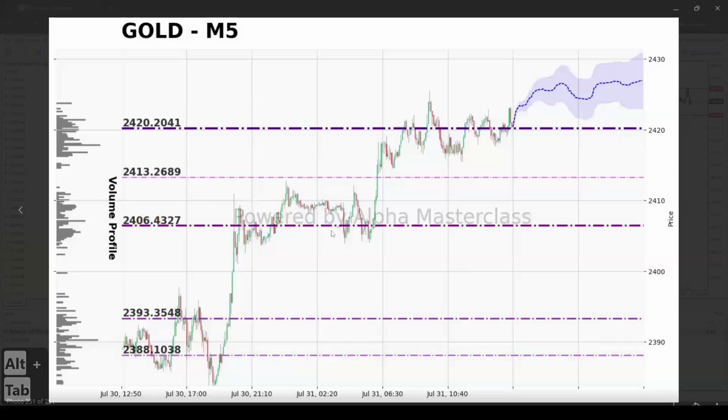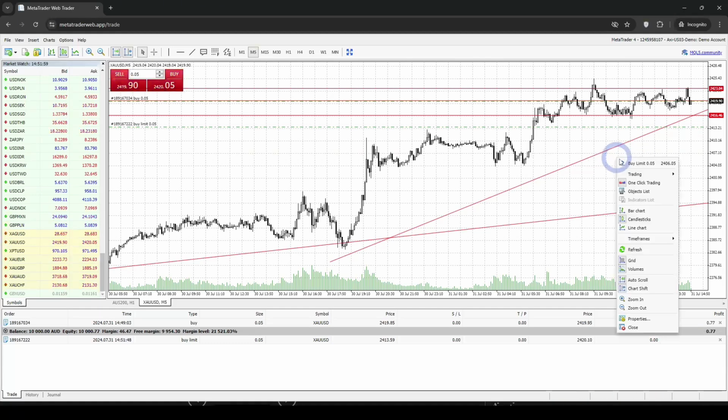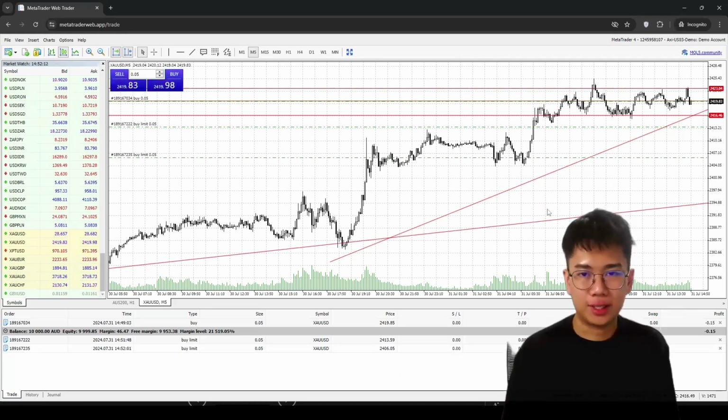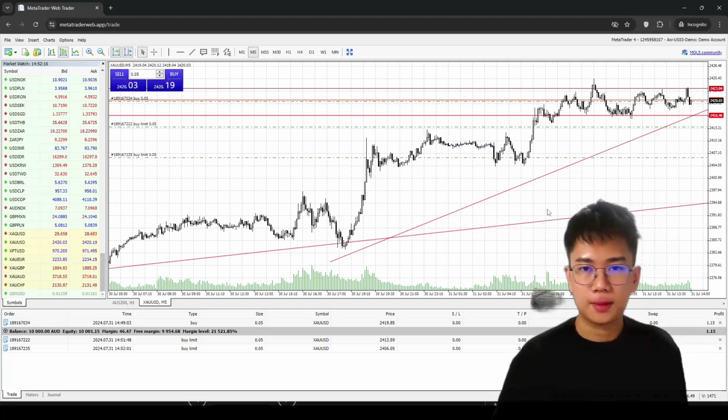Next, 2406. 2406, which is here. And I buy again. So with that said, these are the ways to open the trades, and that is considered beginner 101. Alright, I just want to make sure that you can open the trades, and that's it.